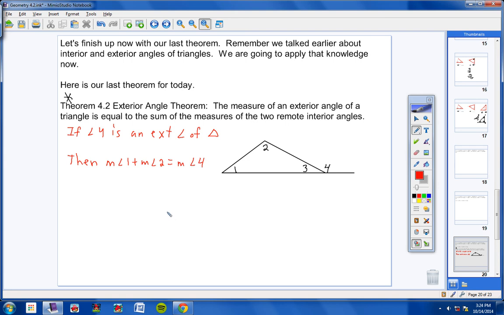That's really cool. So here's your exterior angle. Because 3 is right next to angle 4, we know that 3 is not one of your remote interior angles. These two angles here are your remote interior angles. And what does this theorem say? The measure of an exterior angle is always equal to the sum of your what? Two remote interior angles. So these two angles here, when you add them together, will always equal this angle out here. Pretty cool, okay?